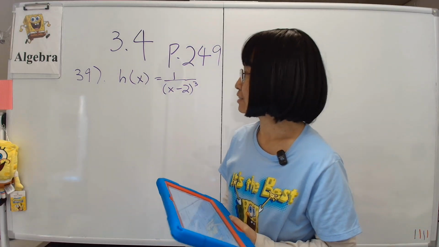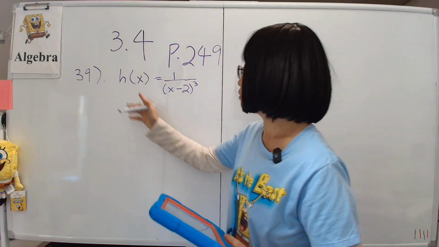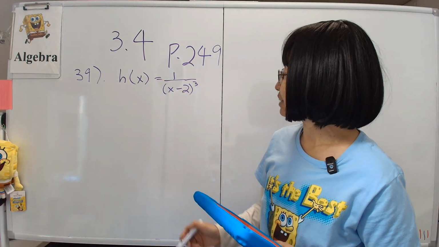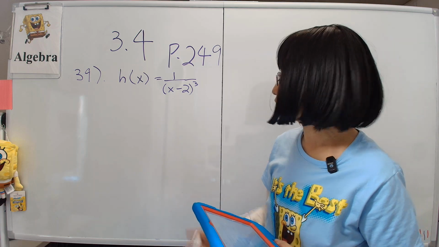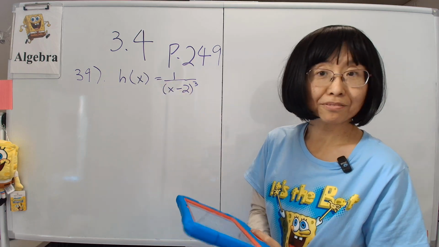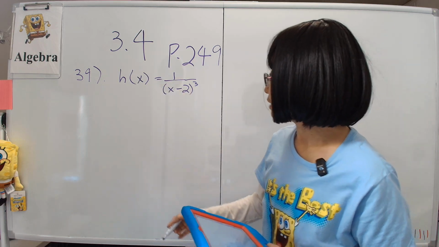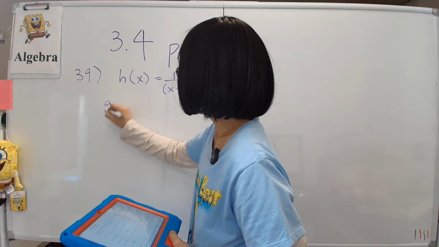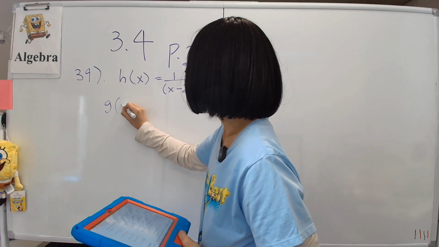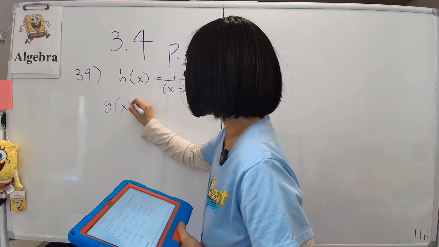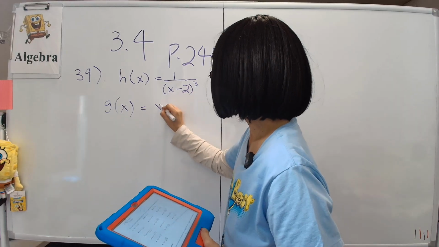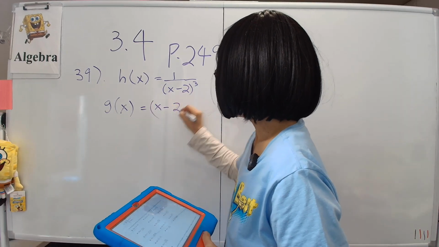Okay, next, let's look at problem 39, where h of x is 1 over that thing, and we're supposed to come up with 2 functions where h is the composite of those 2 functions. Well, let's call g of x what's on the bottom, so g of x equals (x minus 2) cubed.